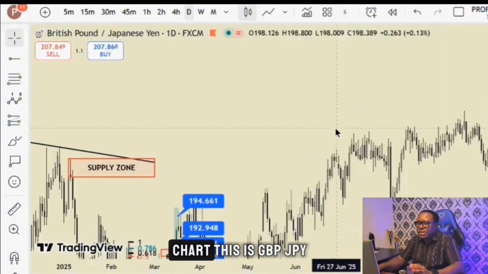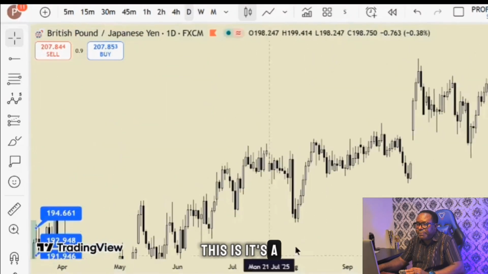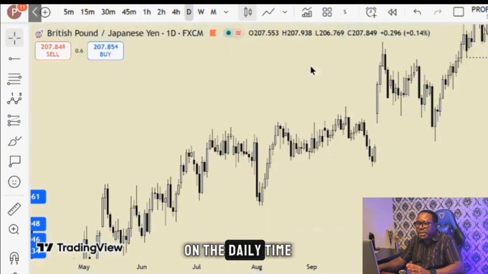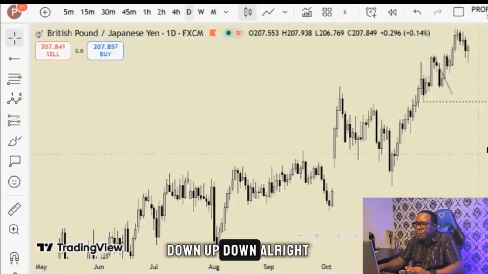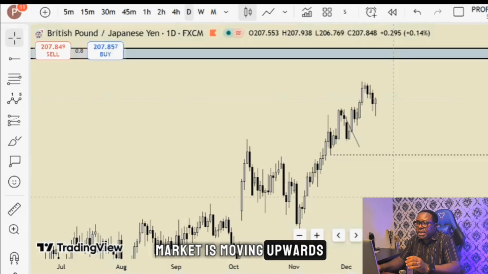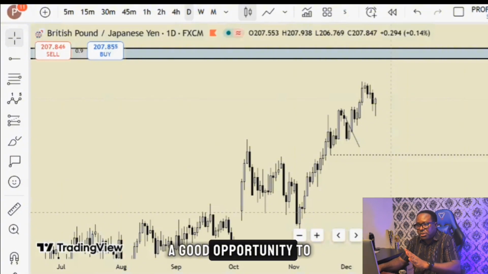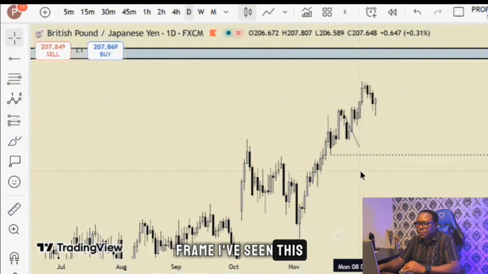Looking at this chart, this is GBPJPY. It's very obvious that this is a bullish trend. This is an uptrend in the market on the daily time frame. Market is moving up, down, up, down. So it established the market is moving upwards, and it is easier for you to identify a good opportunity to buy on the daily time frame.